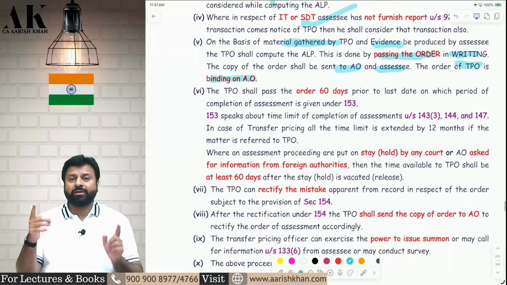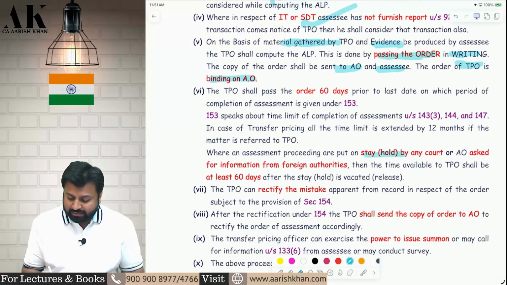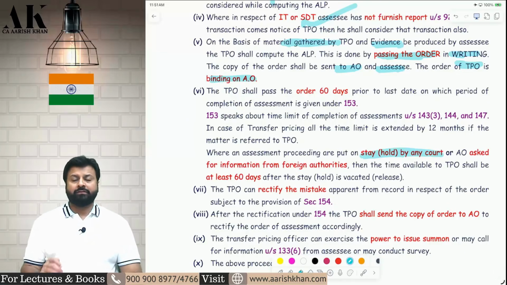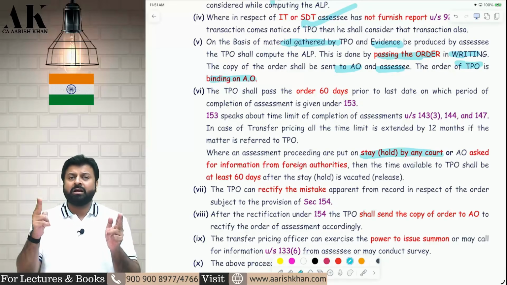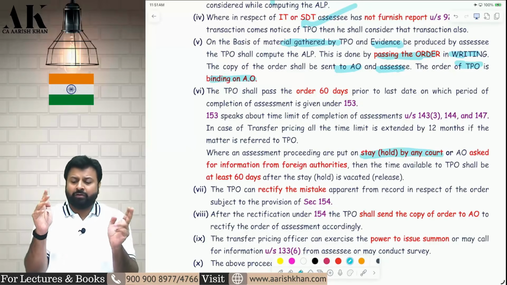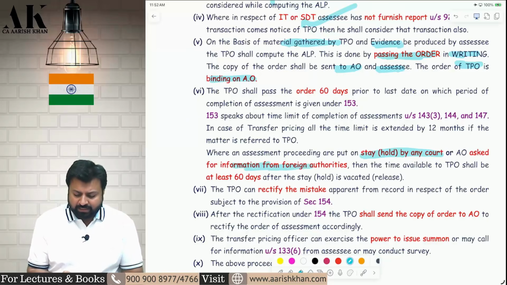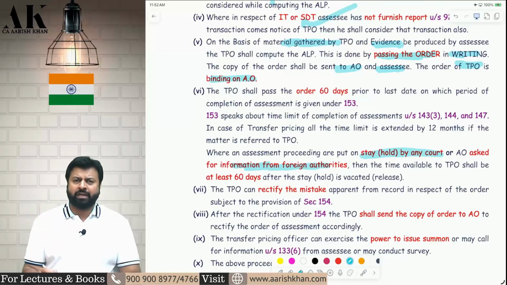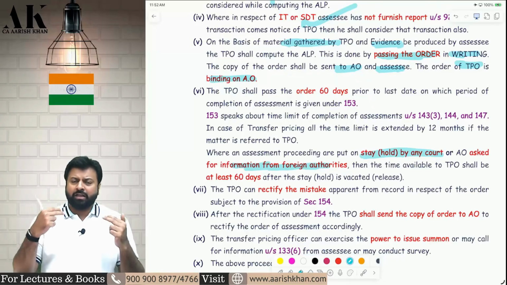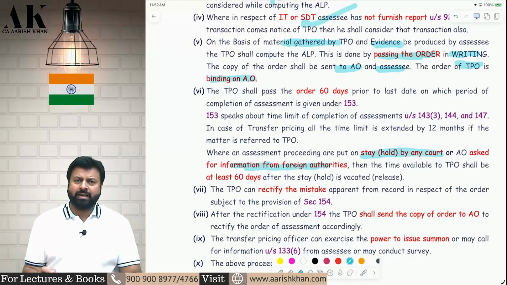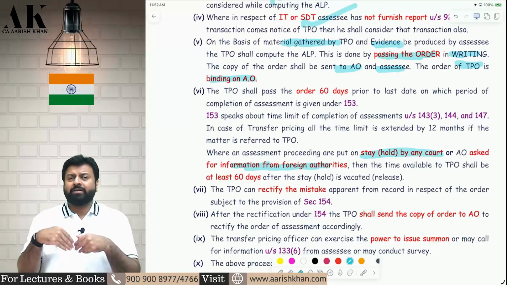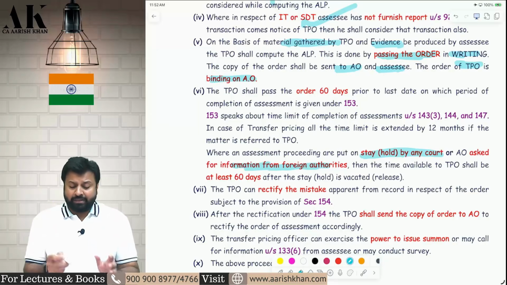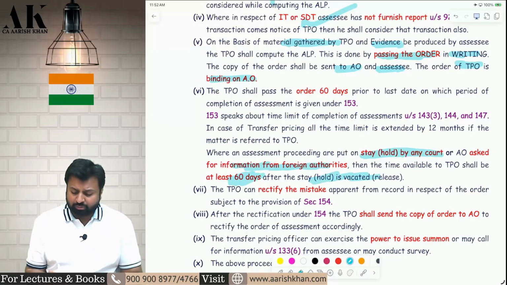Now, in this entire process, if the proceeding is put on stay by any court because of which time is lost, suppose the court has put your proceeding on stay for 40 days, or if the assessing officer is asking for information from a foreign authority, therefore the assessments are stopped in between for 40 days. So the TPO and the AO will get an extra 40 days, and after the proceedings are resumed, they should get at least 60 days to complete the proceedings.